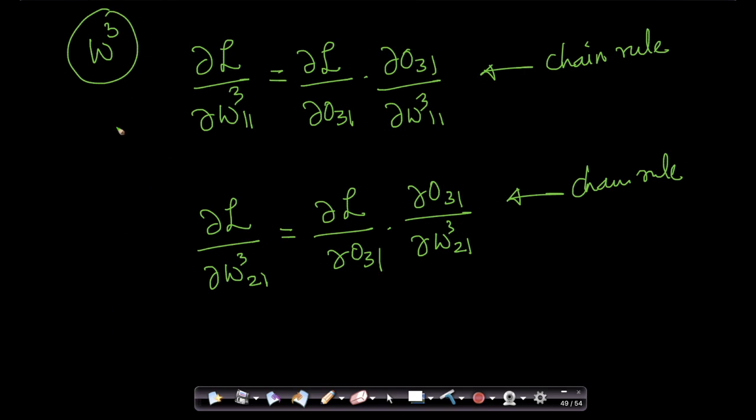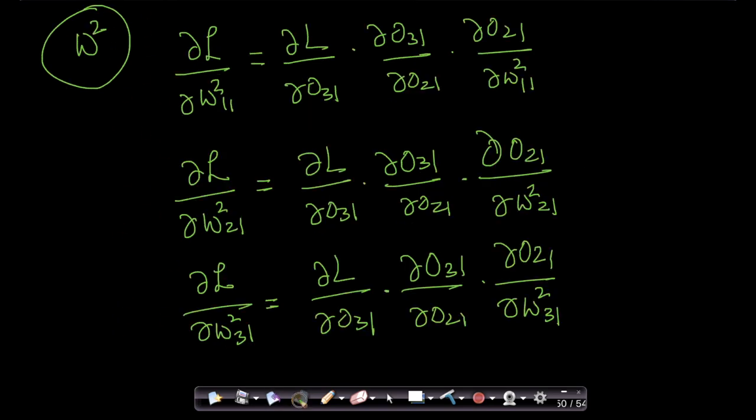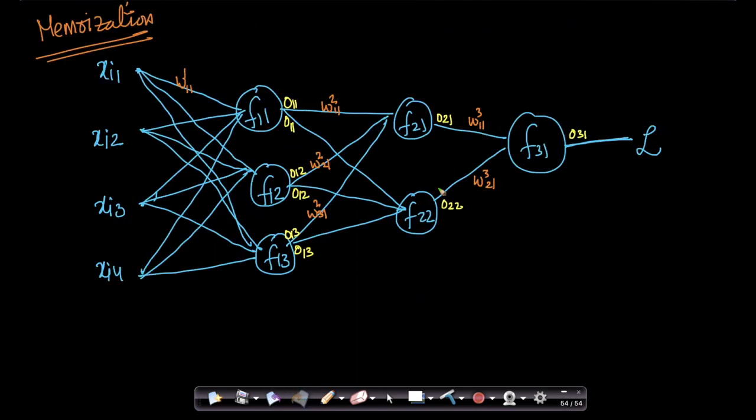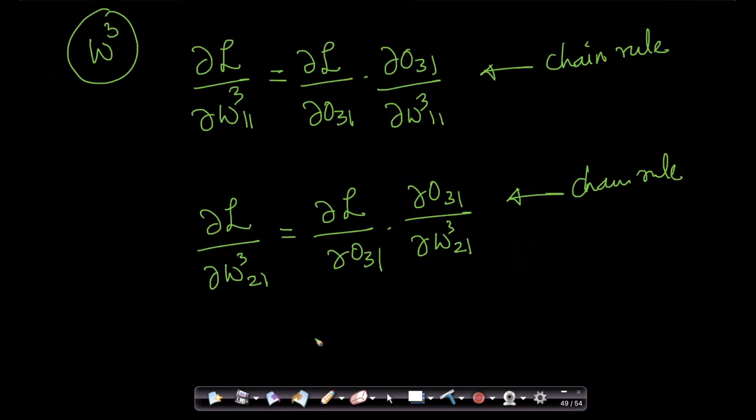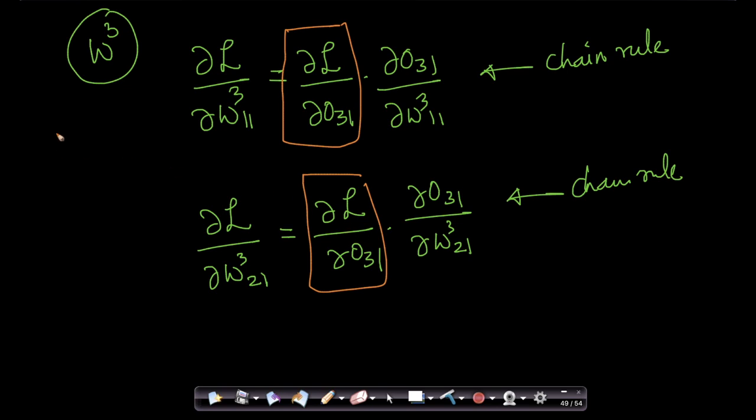These are the W3 weights. In my big network, I've redrawn the network here. First, let's assume I'm trying to update these two weights. When I update them, I will compute these two derivatives. When computing these two derivatives, you'll notice that the same derivative I'm computing here, I'm recomputing again. First I will update W311, then I'll update W321.